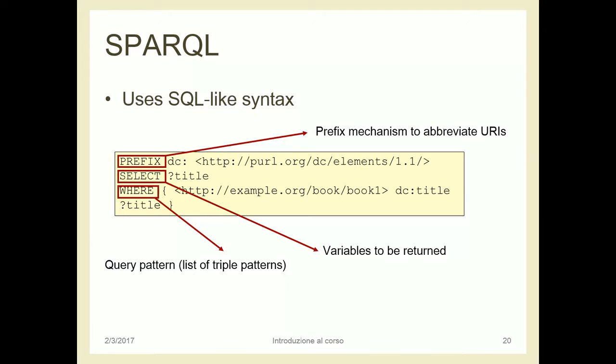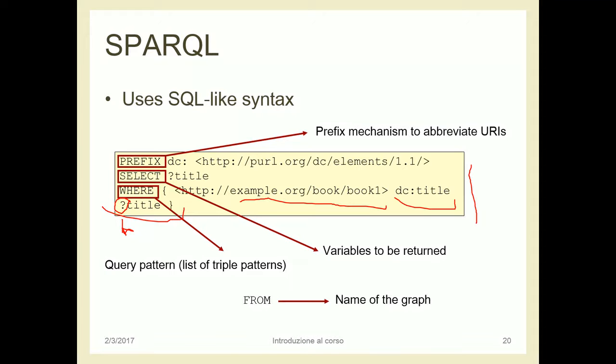For example, here the triple says that a certain resource, which in the URI is this one, example.soc, has a property title whose value, the title, is unknown. Everything that has a question mark before means that it is an unbound variable. That means that it is a variable, it is not unknown. Here, you can read it like that: please give me the title of this resource that I tell you as the subject of the triple.